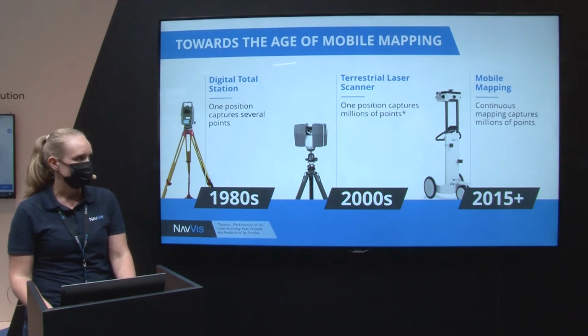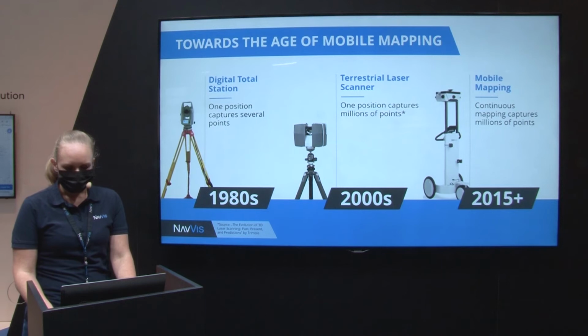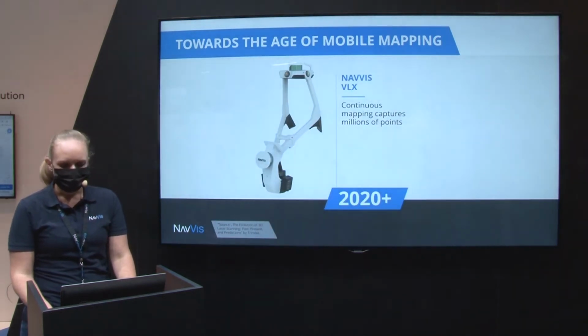But since NavVis is evolving as well, we also launched another product last year, the NavVis RealX, which is a wearable and versatile mobile mapping system for indoors and outdoors.